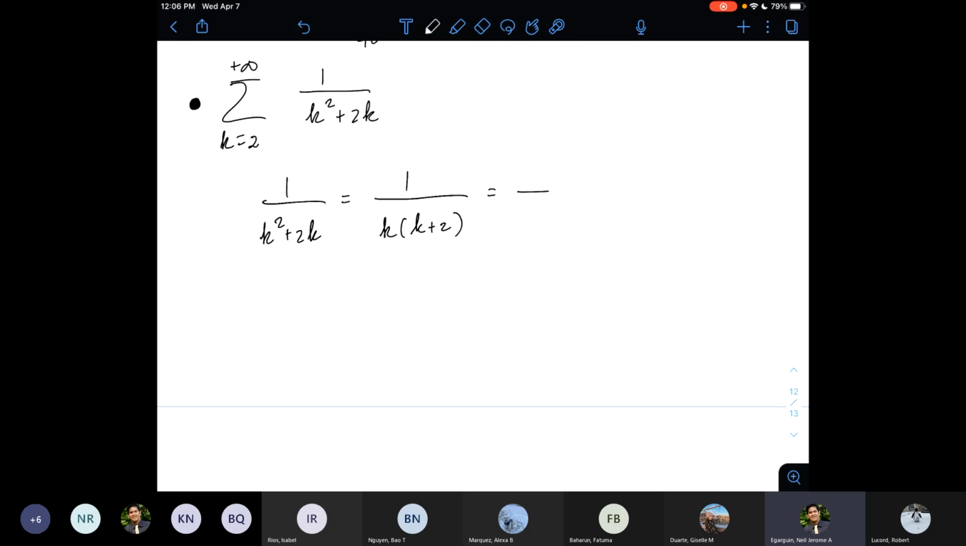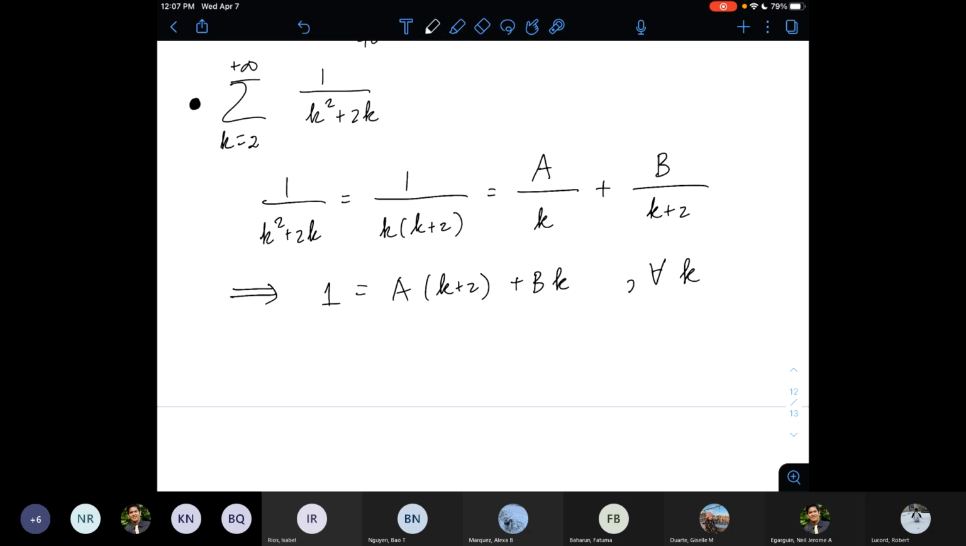Okay, and then we'll have two partial fractions because the denominators are both linear, non-repeated factors. So the first partial fraction will have k. The second partial fraction will have denominator k plus 2, and their numerators are unknown constants a and b. So this implies, again, the strategy we did in chapter 8, that 1 is equal to a times (k plus 2) plus b times k for any k, right?